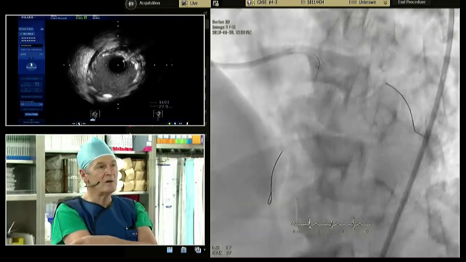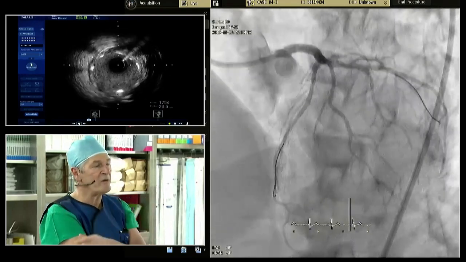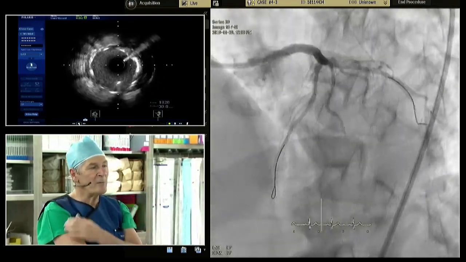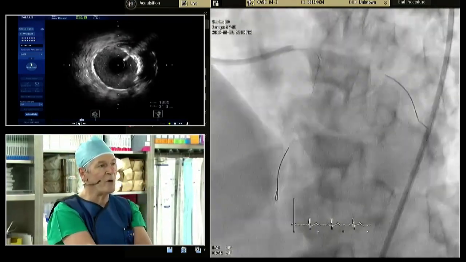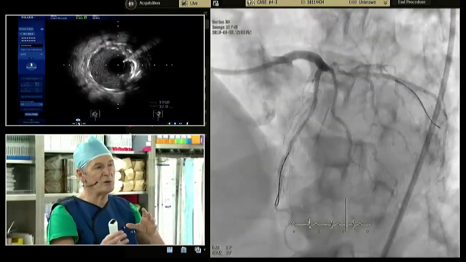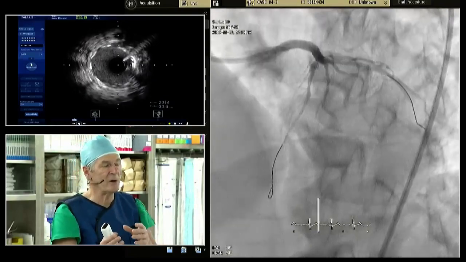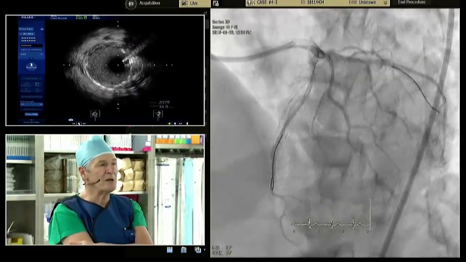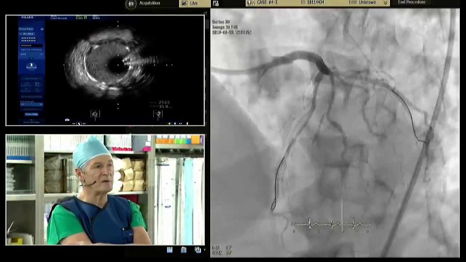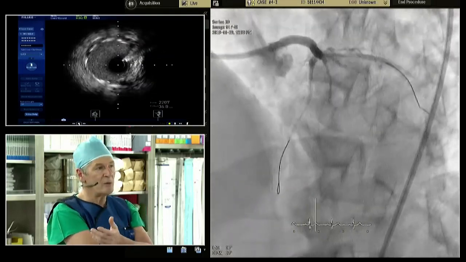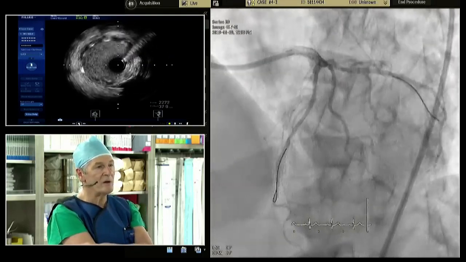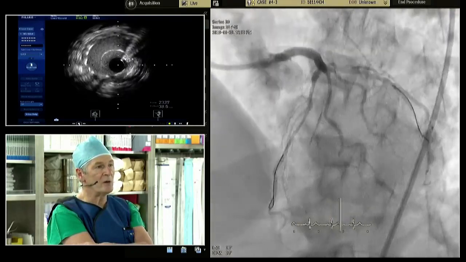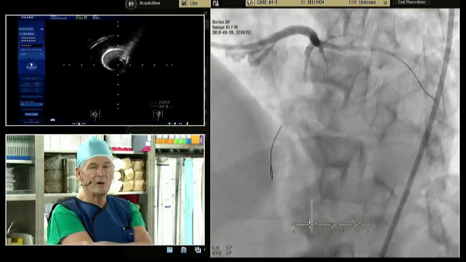Okay, and then you can see the left main. At the distal part, it's a little bit less than 4.0. But as you saw, the left main is a little bit conical, so in fact, proximally, it's close to 4.5, and we used the 4.5 balloon to have a full deployment. Yeah, I think the result is excellent.